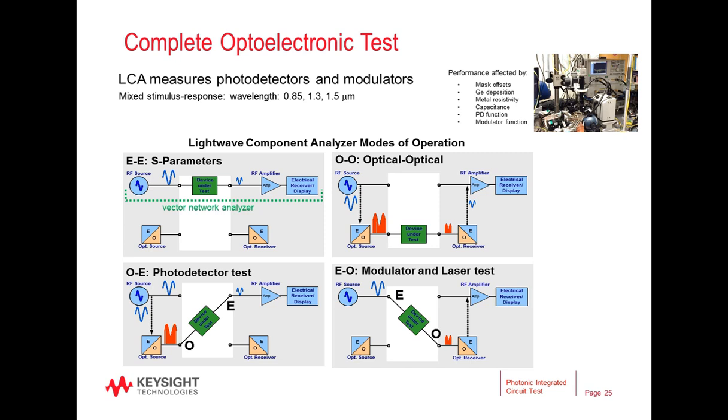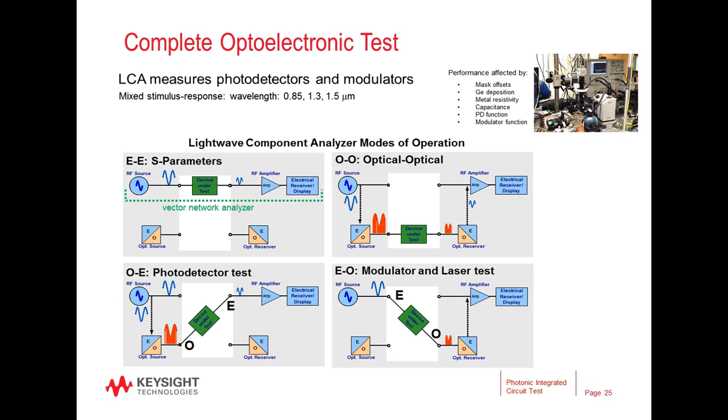The lightwave component analyzer is a powerful tool for doing this, as it can make frequency response measurements of optoelectronic devices. What I show here, in the four diagrams, are various modes the LCA will operate in. The upper one shows a setup for measuring just S parameters. In the lower left, there's a broadband modulator that will modulate the source, feed it to your device under test, and get the electrical output.